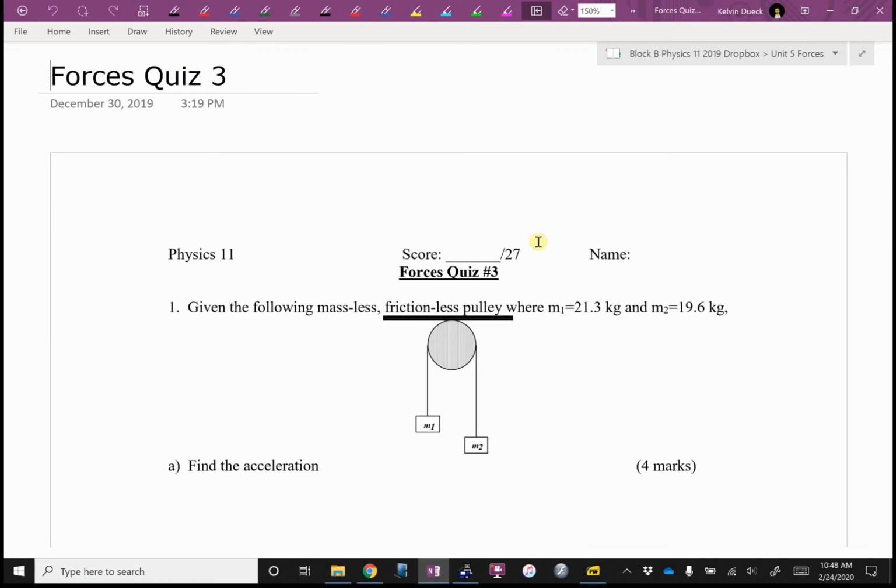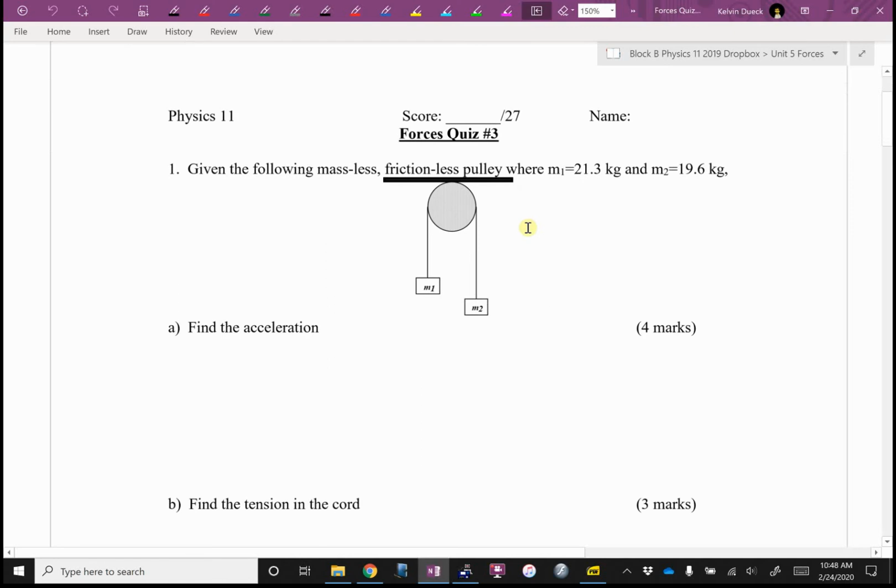There's definitely going to be an object being pulled to the right by an applied force with friction. There's definitely going to be something hanging over a cliff. And there's definitely going to be an Atwood machine. So let's analyze this Atwood machine. This is a job for a free body diagram.